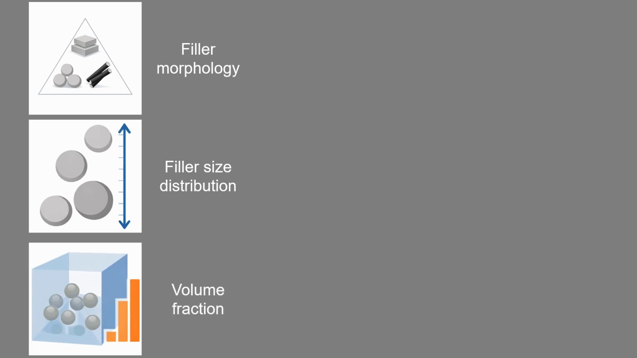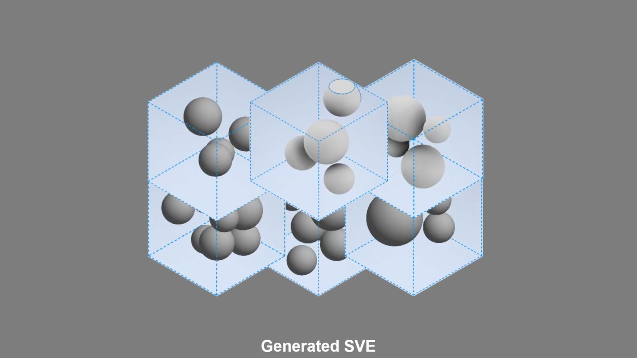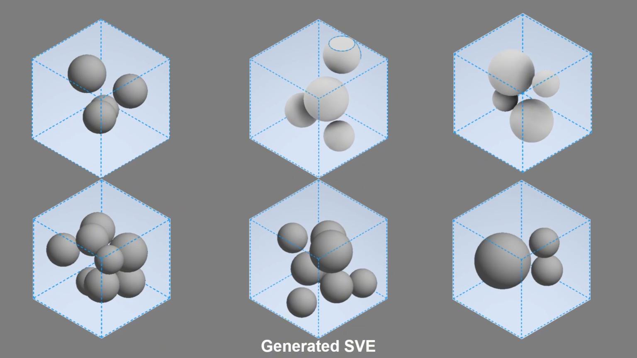To generate the statistical volume element, the following information is required. First, the morphology of the fillers is defined. Next, the filler size distribution is specified. Finally, the filler volume fraction is assigned. By combining these inputs, a wide range of statistical volume elements can be generated.